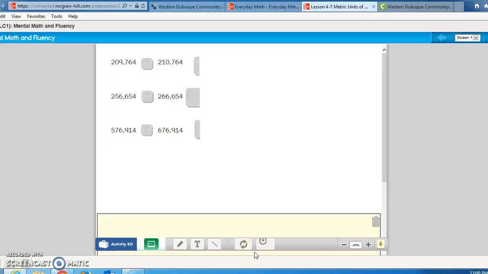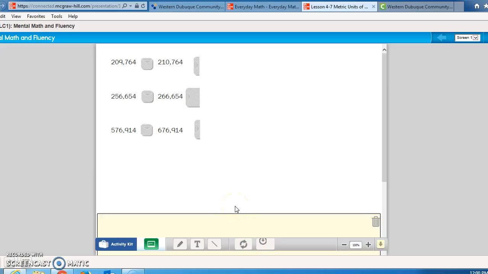Lesson 4-7, Metric Units of Mass. In this lesson, I want you to use a measurement scale to answer questions, to be able to discuss the relationship between kilograms and grams, and for you to solve measurement number stories. But first, let's start with our mental math and fluency.